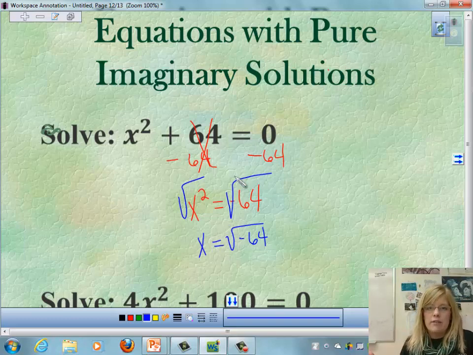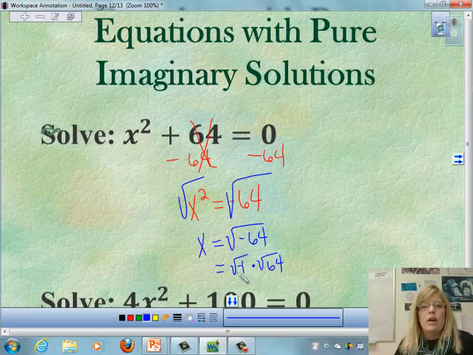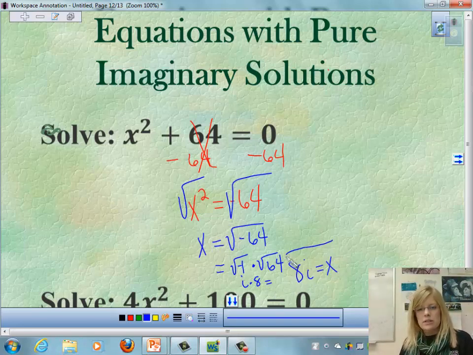Can you have a negative on the inside? No, no, no. So what do we do? We pull up that negative 1, radical negative 1, times radical 64. And what is radical negative 1? We learned it is i. And what's the radical of 64? We learned it is 8. So I go i times 8, and hopefully you didn't say i8. You said 8i equals x, and that would be your answer.